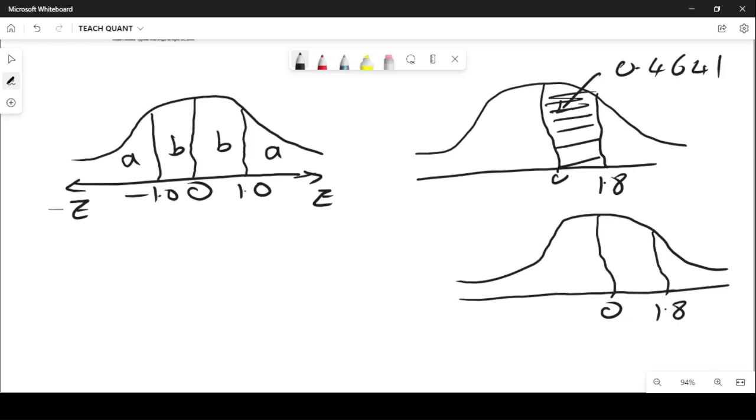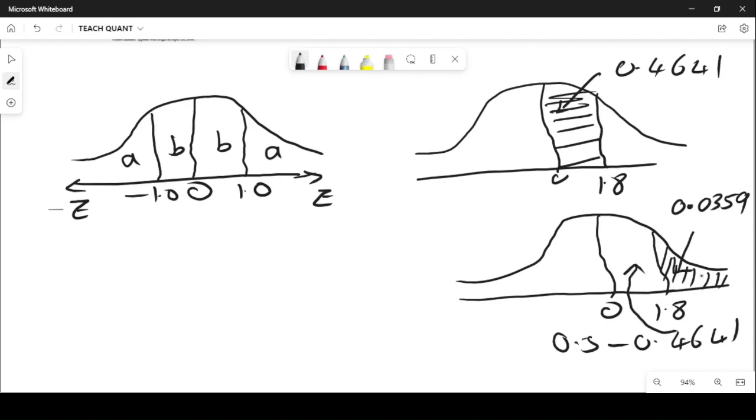But then I could as well have said, okay, I don't want the value 1.8 on the left, I want it on this side. What will be this value? This value will be 0.0359. How did I get 0.0359? I'll take 0.5 minus 0.4641. Remember, 0.4641 is here, and so all that side will be 0.5.